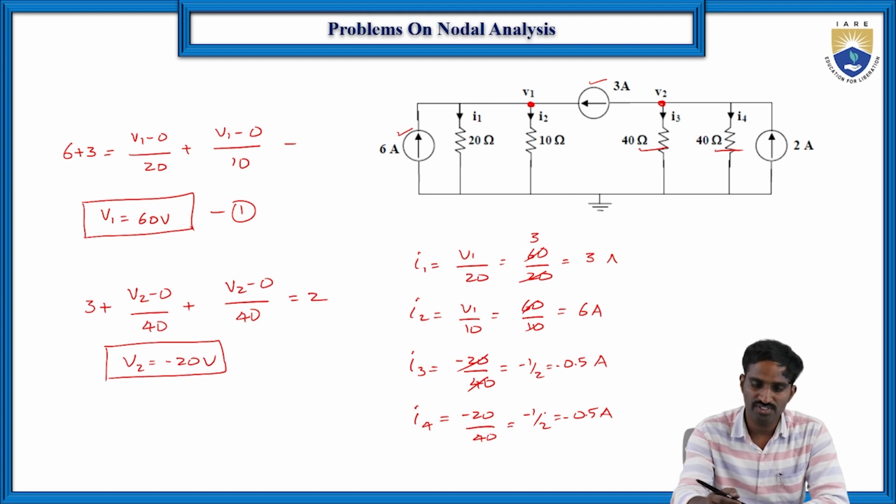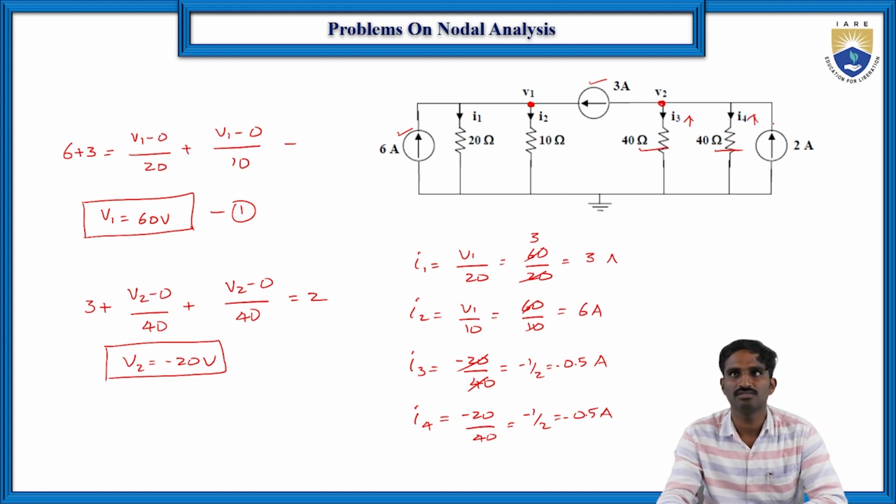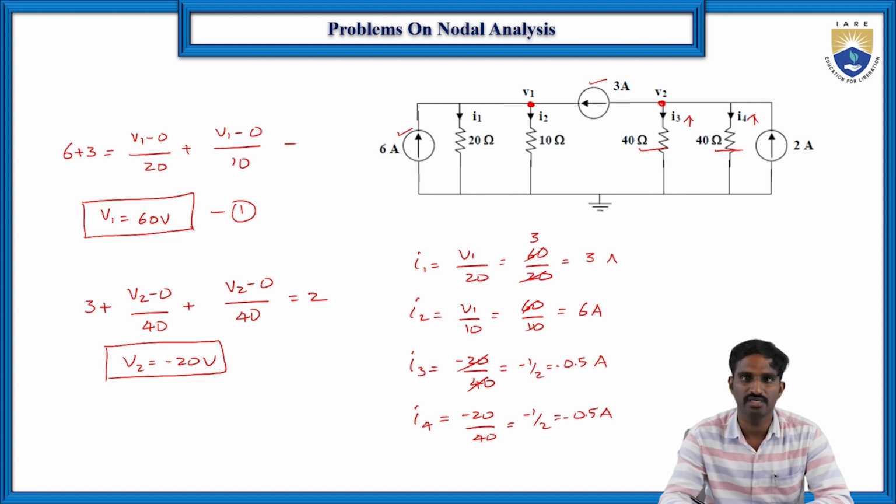Here the minus represents that the current direction of I3 and I4 indicated in the problem is like this. So minus 0.5 means the current direction is actually opposite to this one, and this is the actual flow of the current direction. That is what the negative sign indicates. So this is the way to apply the nodal analysis, and by applying it, we can find the potential at a particular node, and by finding the potential at a particular node, we can also find the current flowing through that particular branch.